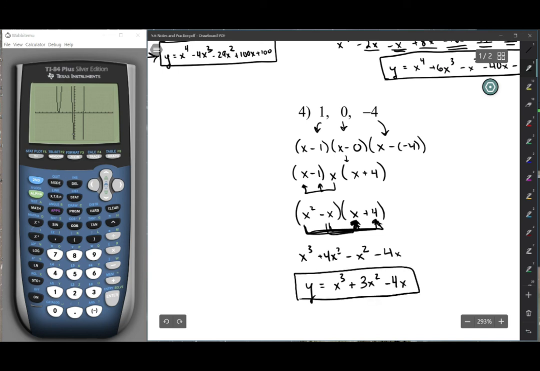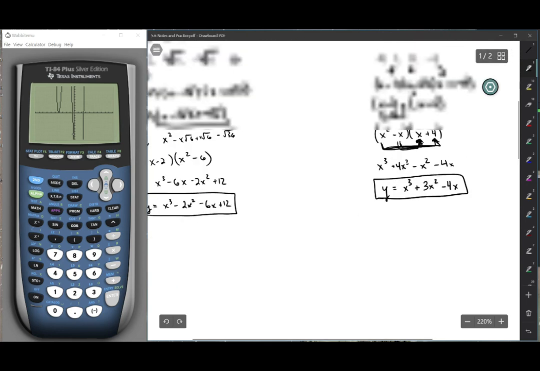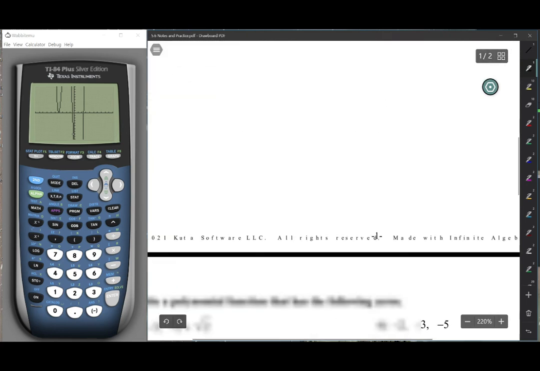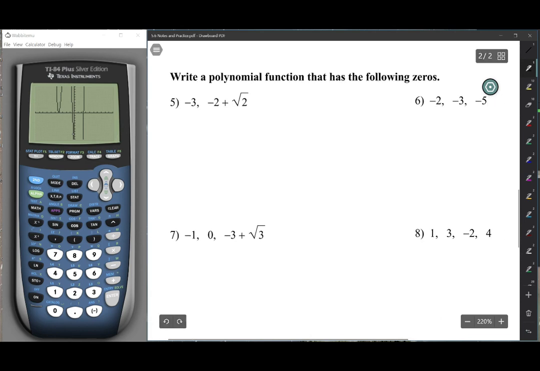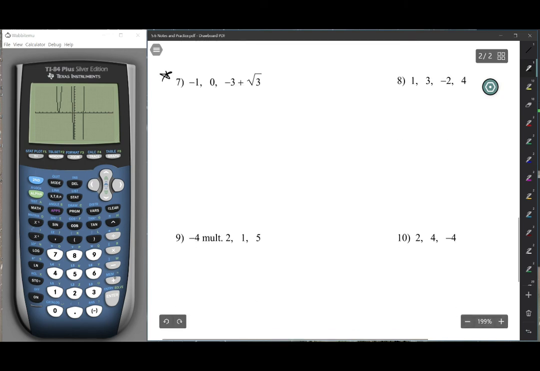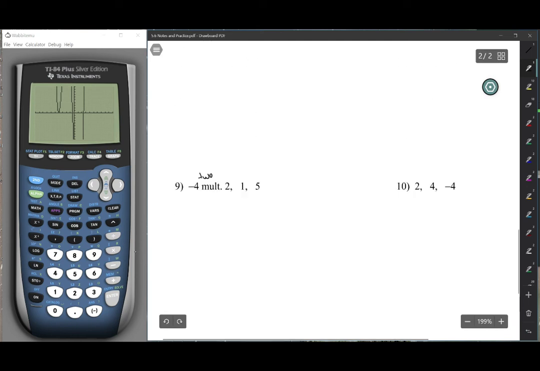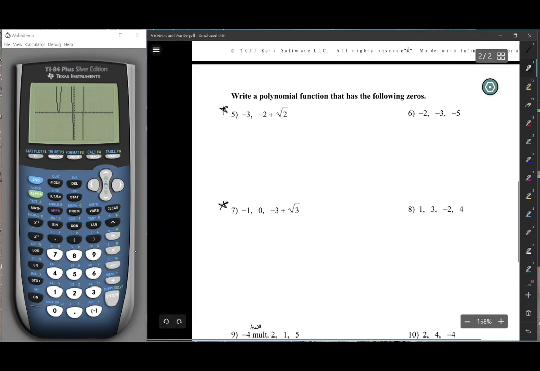Alrighty, guys. So another lesson in the books. Make sure you practice those just to show these ahead. So 5, remember, you're going to have conjugates. 7, you'll have a conjugate. And multiplicity. So negative 4 multiplicity of 2. That means there's 2 of those factors. And that's about it. So practice those ones, and great stuff, guys.